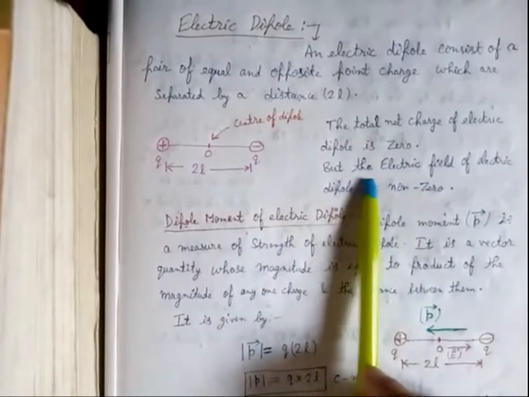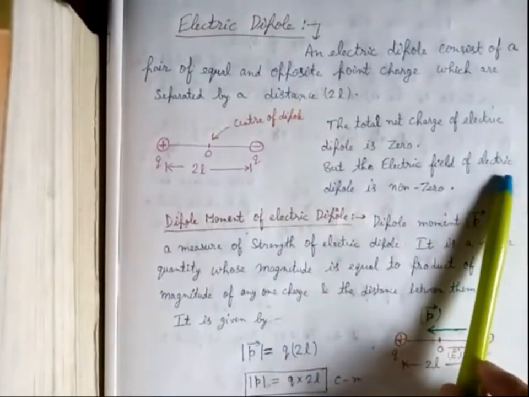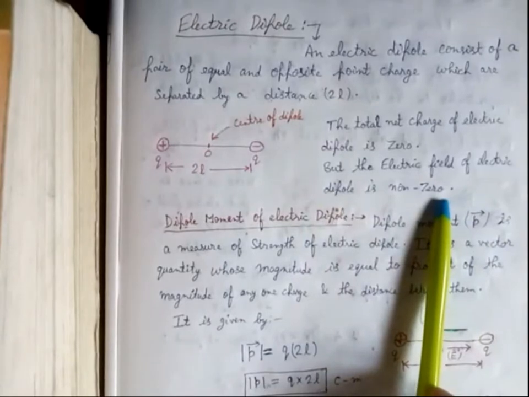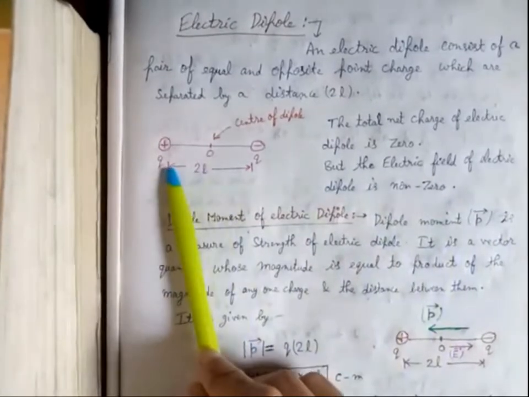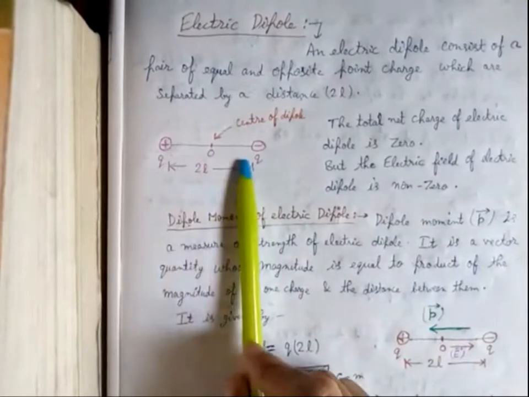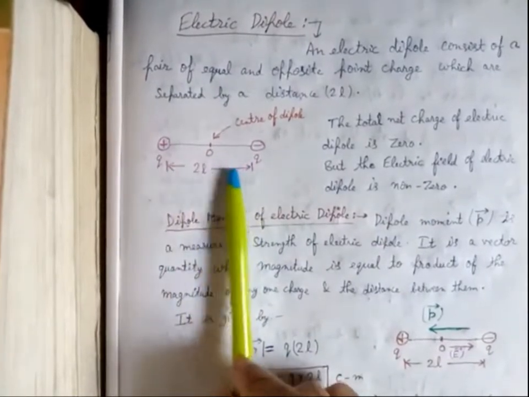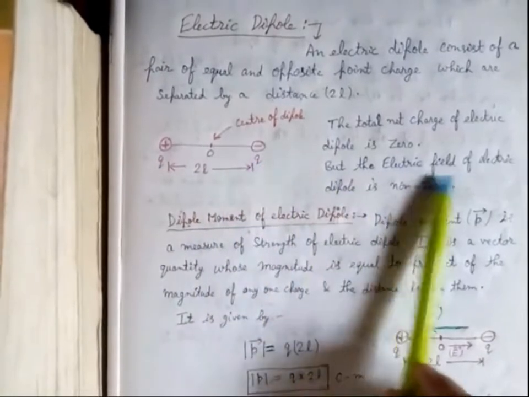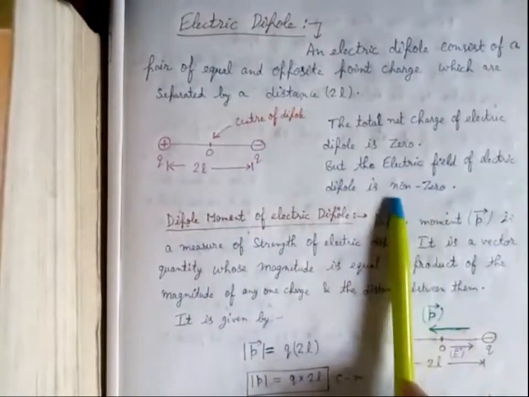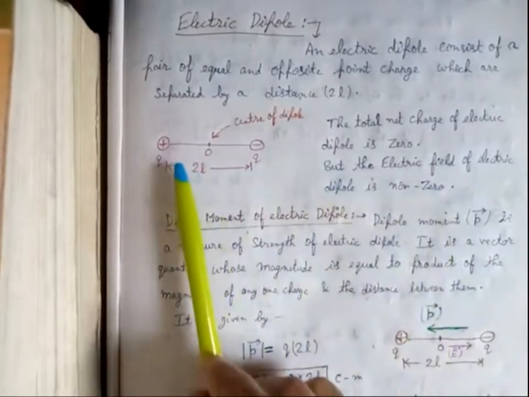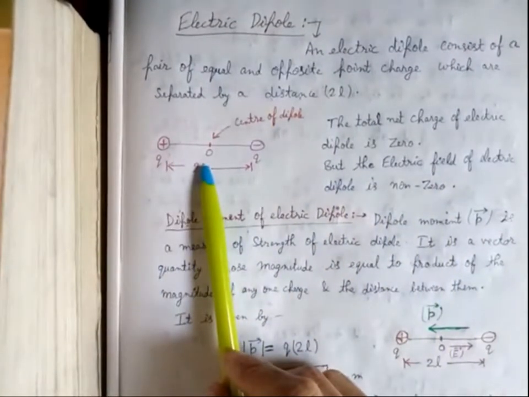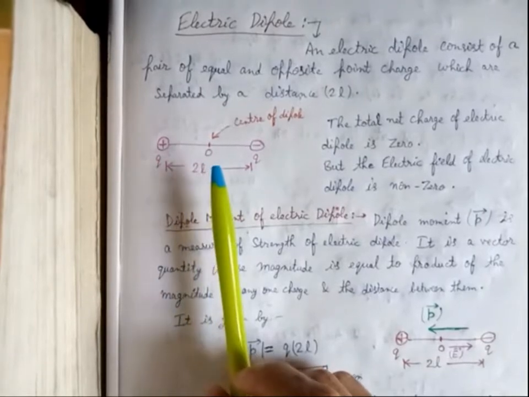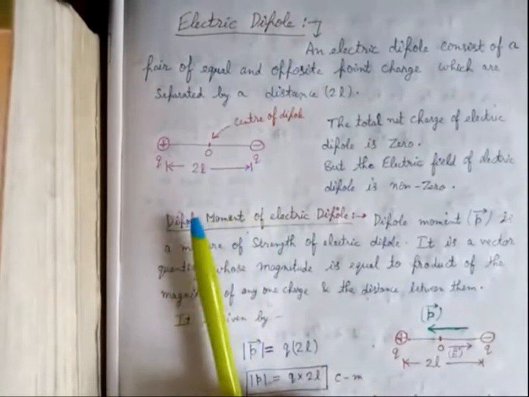Okay, but the electric field of an electric dipole is non-zero in nature. It means the total net charge due to the electric dipole is 0, but the electric field due to this positive and negative charge is not equal to 0, or it is non-zero. It means an electric dipole gives a non-zero electric field. It means it contains a certain amount of electric field.